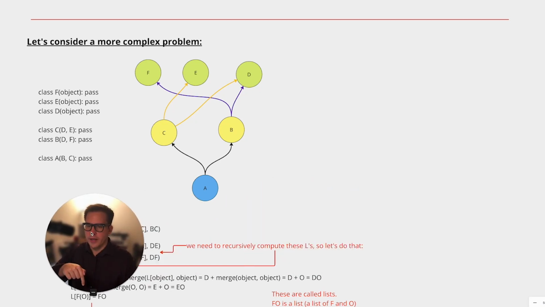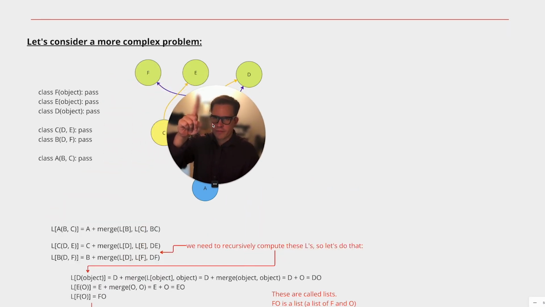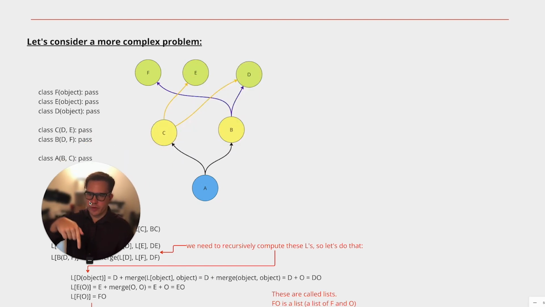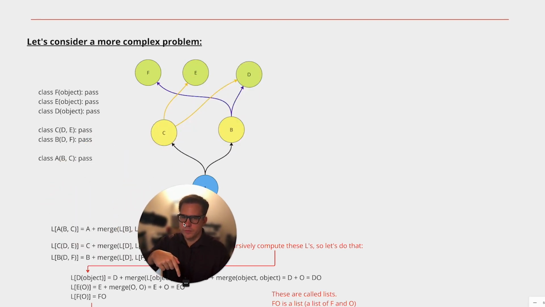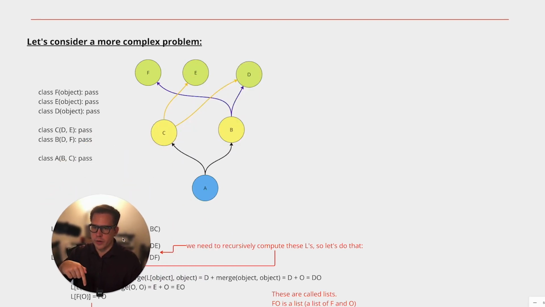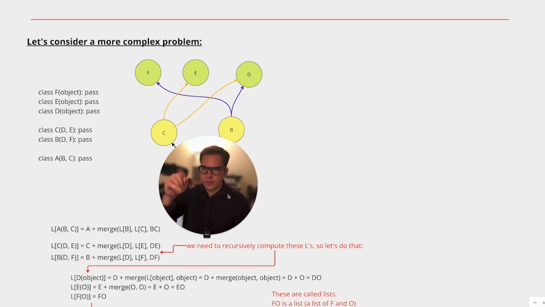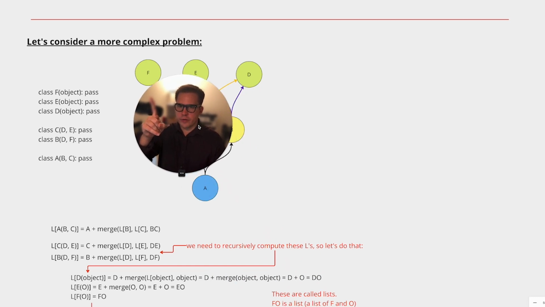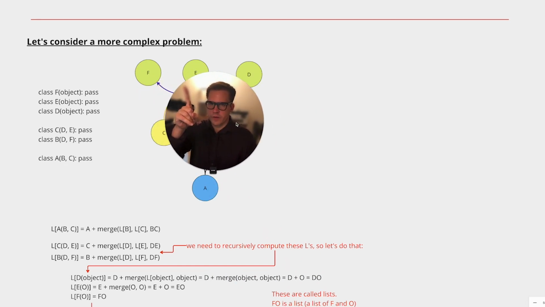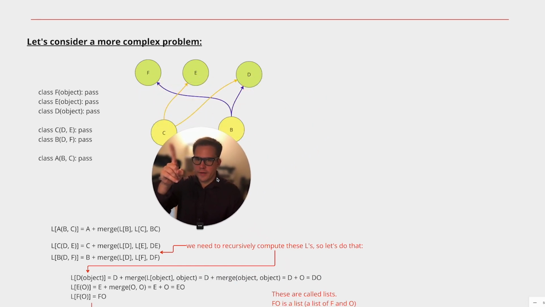That's pretty straightforward. L of E, when it's a very derived class like that and there's nothing else it depends on, is pretty straightforward. L of E is just EO. In Python, this O shows up; in Solidity it wouldn't. And then L of F is just FO. So when you see a linearization tree in your head, you can linearize these immediately and say that's FO, EO, DO. And then you can start linearizing the rest.